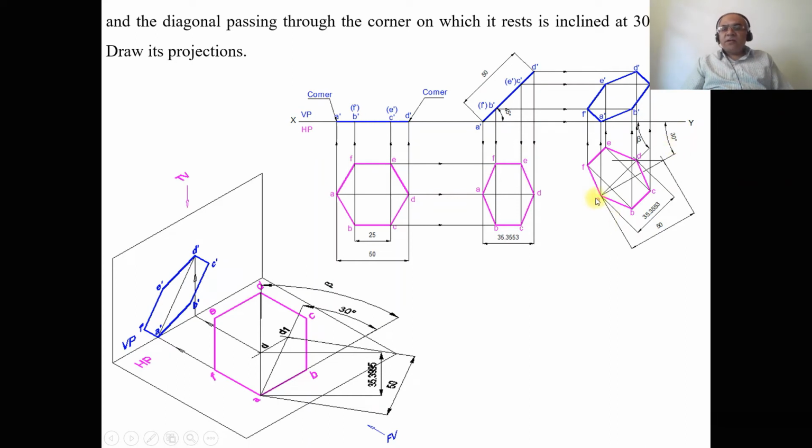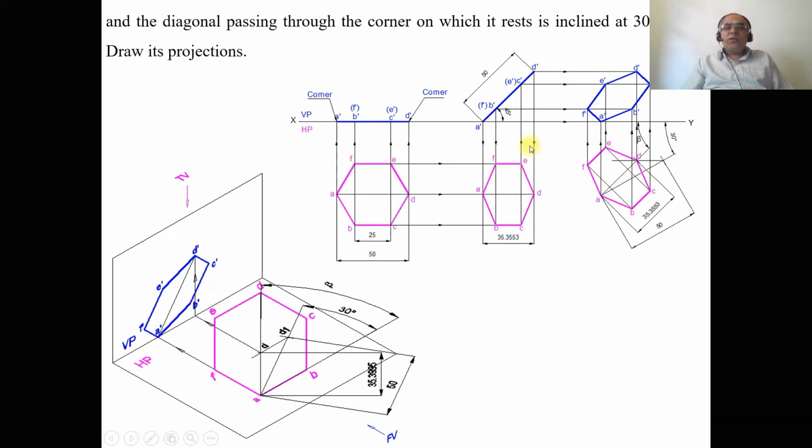To do that, consider any convenient point at some distance from the xy line, and mark this point as A. Then you draw a horizontal line, and through A, with respect to the horizontal, you measure an angle of 30 degrees to VP, and then draw a line. Once you draw this line, this is going to be the true inclination line. Since it is the true inclination line, the true length of the diagonal has to be considered.